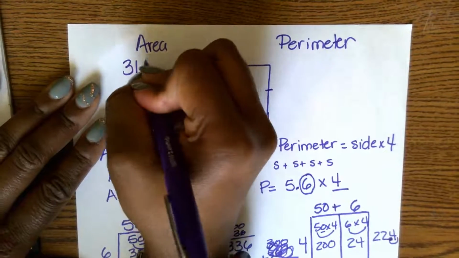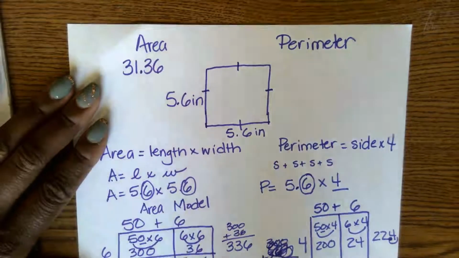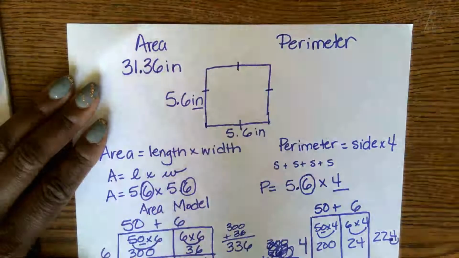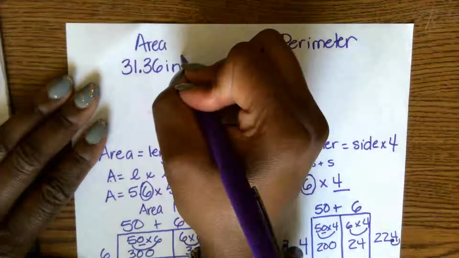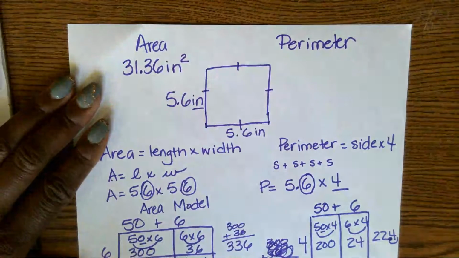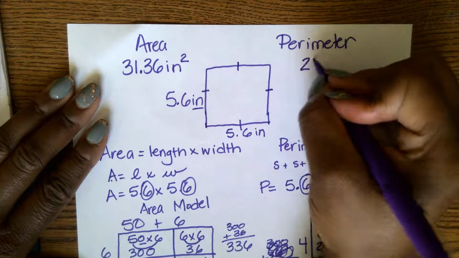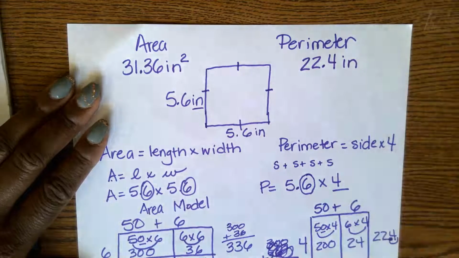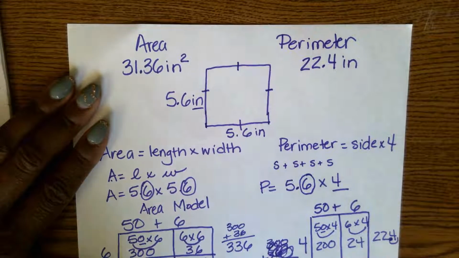Now, another thing that the students need to understand is when they give these units of measurement, these measurement answers, they have to include the unit. And if it's area, it must be squared or it is wrong. For perimeter, you just have to express it with the unit. We don't square it. So no exponents are involved here. So it's going to be 22 and 4/10 inches.